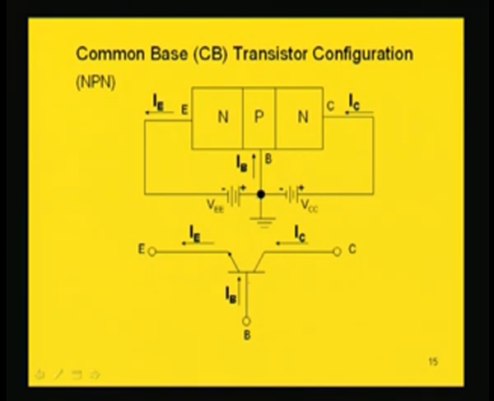So, the symbolic representation of this common base transistor, if we see, this is the representation, emitter, base, collector, and emitter current is going out, collector current is coming into the transistor, base current is coming into the transistor.